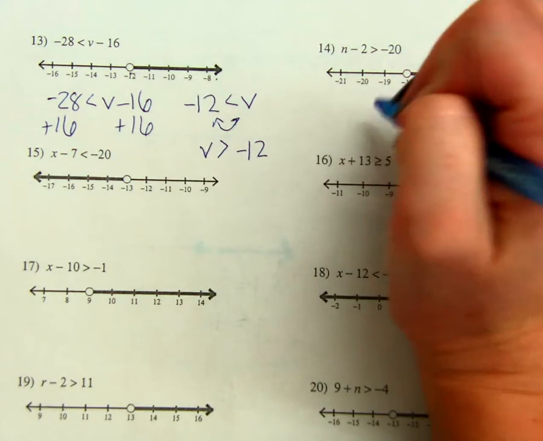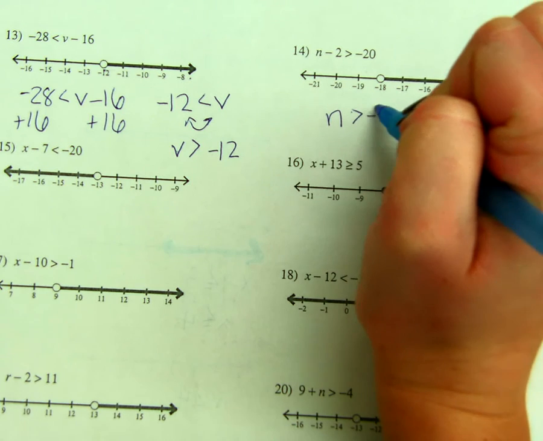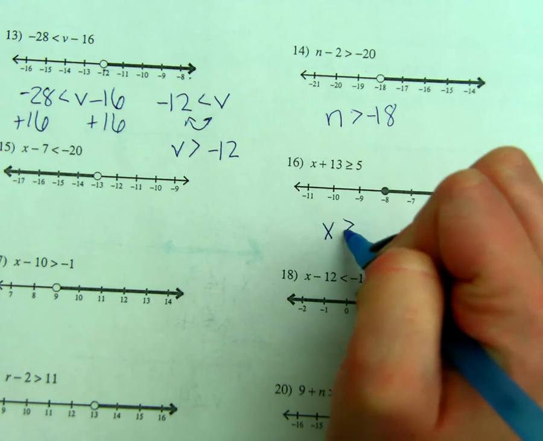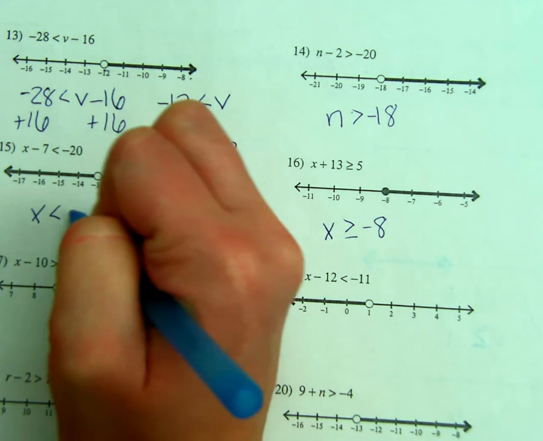Number 14, you can check your answers. N is going to be greater than -18. X is going to be greater than or equal to -8. X is going to be less than -13.